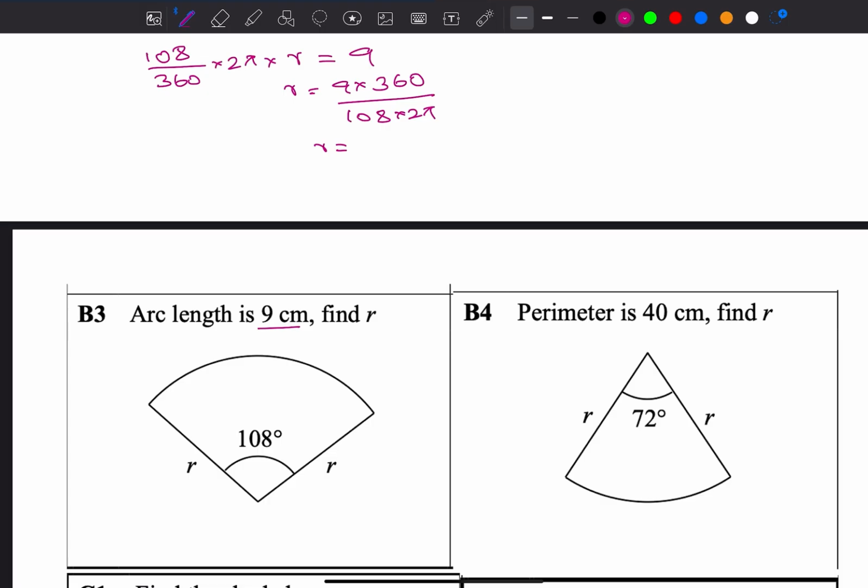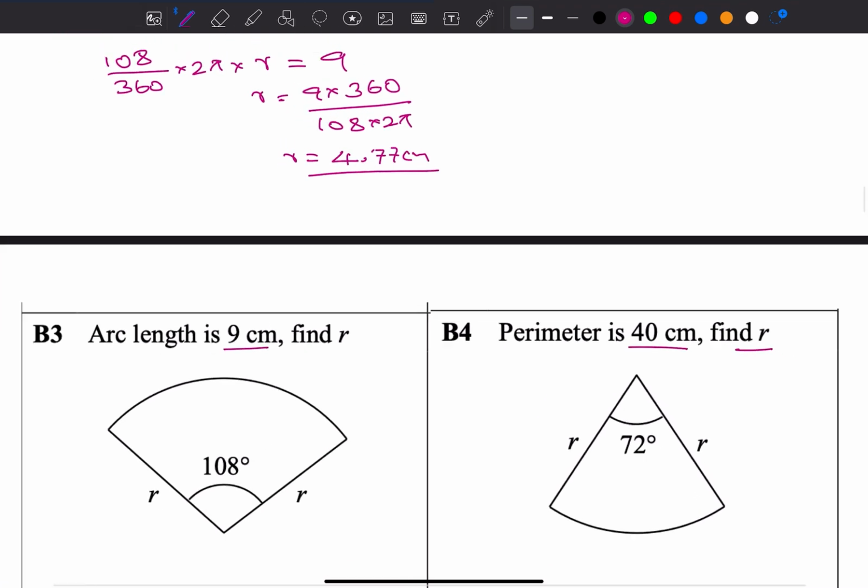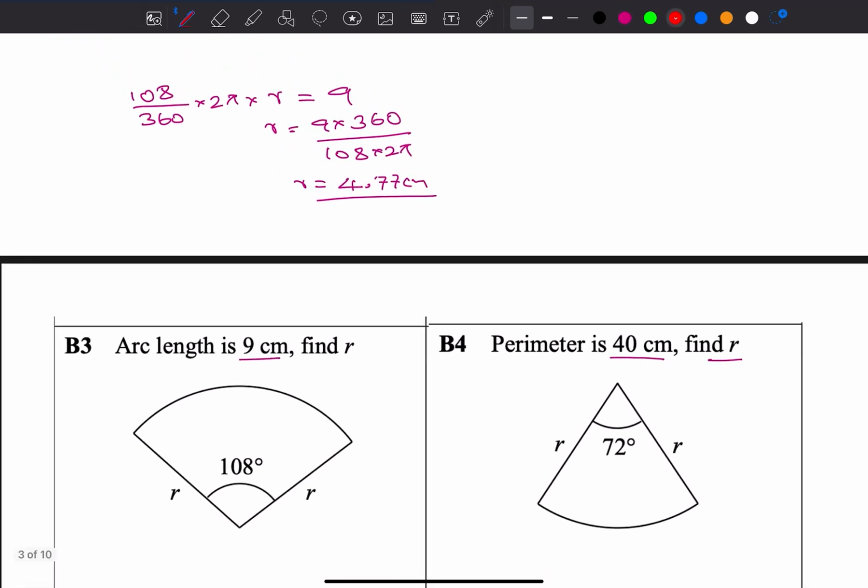Which is going to give you 4.77 for the radius, centimeters. They said the perimeter is that, work out the r. Okay, so the perimeter is going to be, okay, this will be a tricky one, but it's doable. But you need a formula for the arc length.